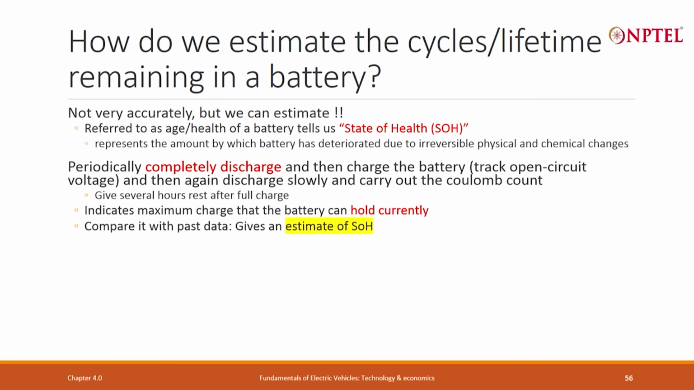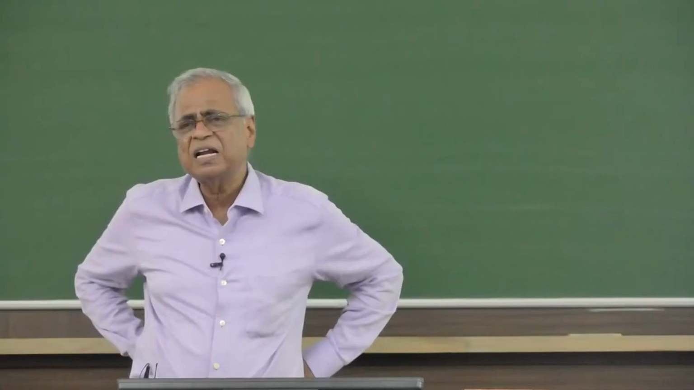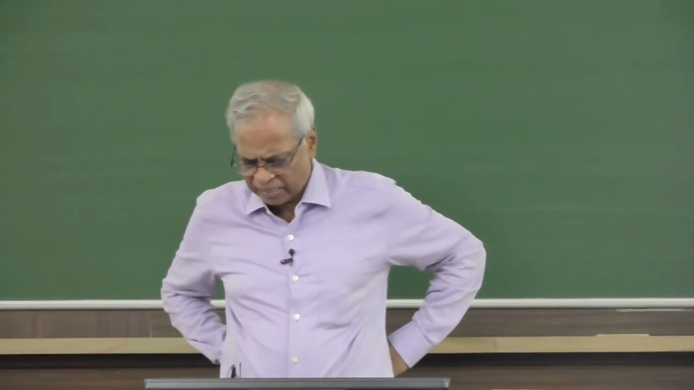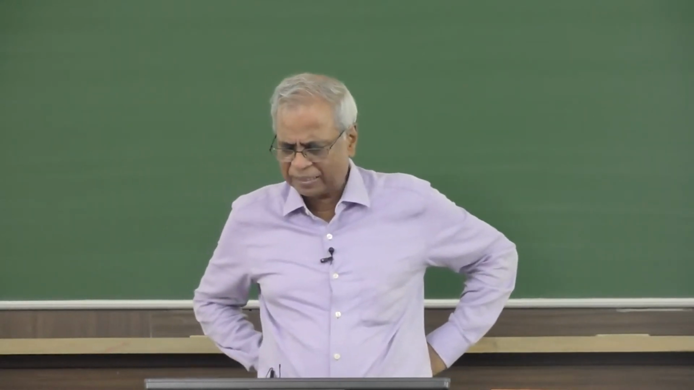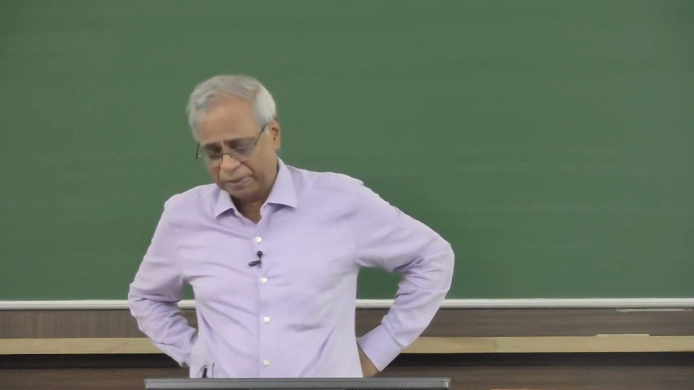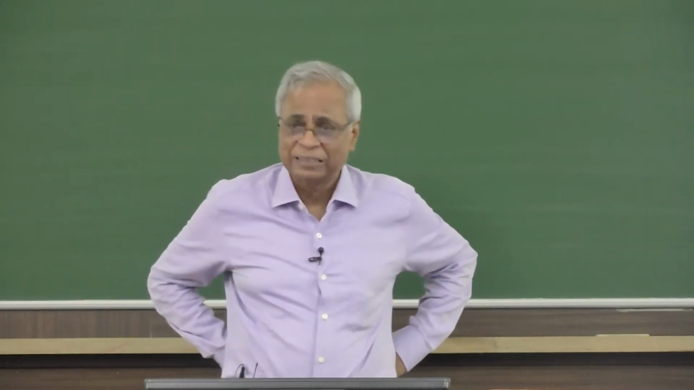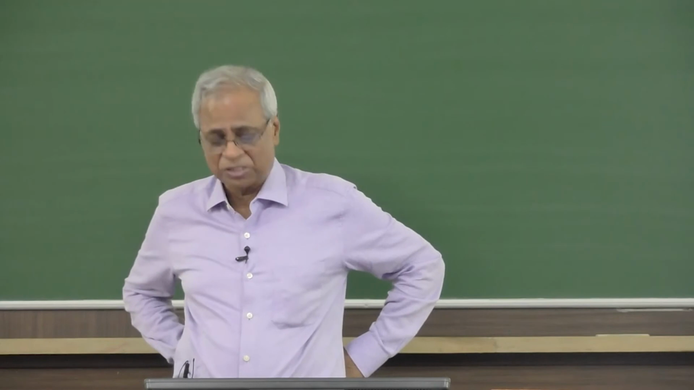It indicates the maximum charge that the battery can hold. Compare what charge it held initially, when it was new, with past data, and that gives an estimate of SoH. There is an alternate method, but it depends on cell to cell. The internal resistance of the battery itself sometimes is a function of battery life. If you can measure internal resistance, that is easier to measure, you can estimate state of health.